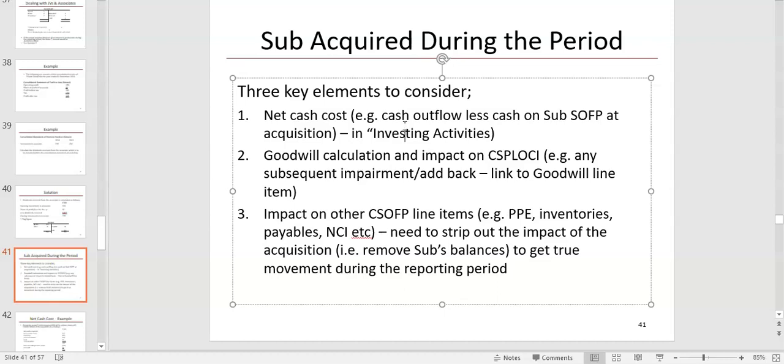What we're interested in is how much did you pay for the subsidiary, and did you get any cash on the subsidiary's balance sheet at the date of acquisition? So that's what we mean by the net cash cost. And we'll look at an example of that in a second.